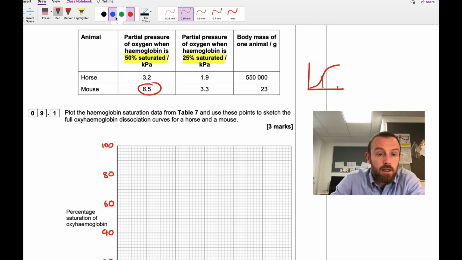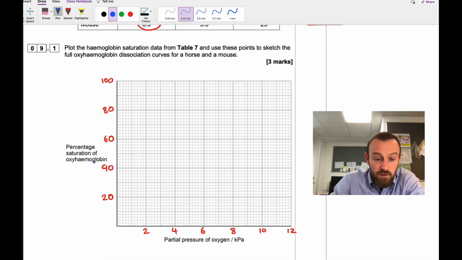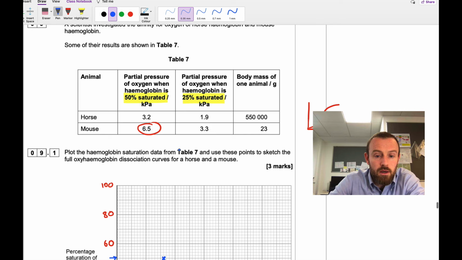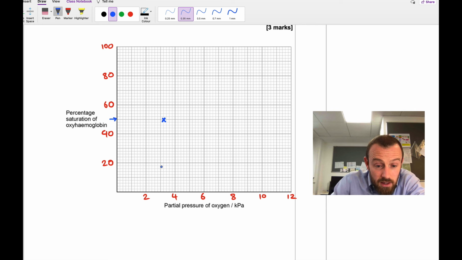All right, next thing. Let's plot the horse. So 3.2 for 50 for the horse. So 50 is here, and 3.2. So that's going to be 3, and then 0.2 is there for the horse. And we also want to do the 25%. So that's 1.9. 25% is going to be right in there, and 1.9 is going to be, that's 1.8, so 1.9 is going to be there.